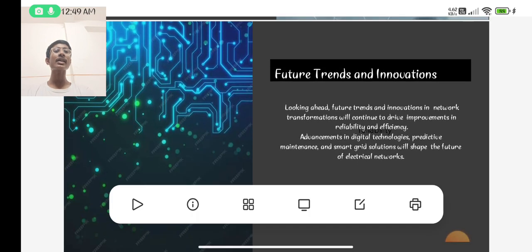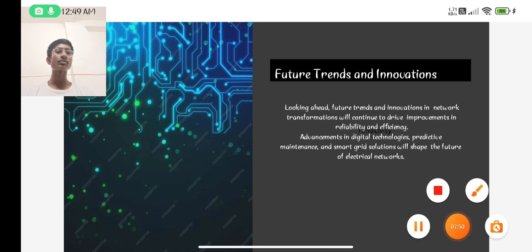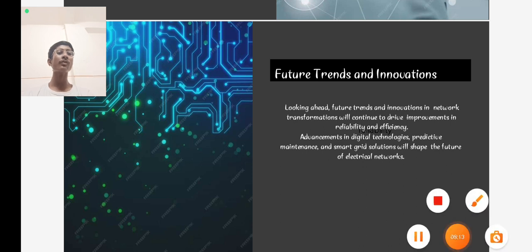Future trends and innovations. Looking ahead, future trends and innovations in network transformation will continue to drive improvements in reliability and efficiency. Advancements in digital technologies, predictive maintenance, and smart grid solutions will shape the future of electrical networks.